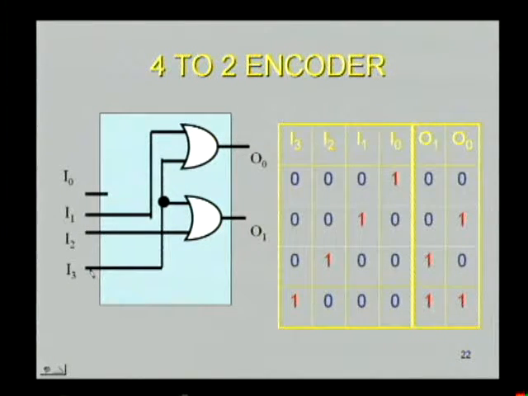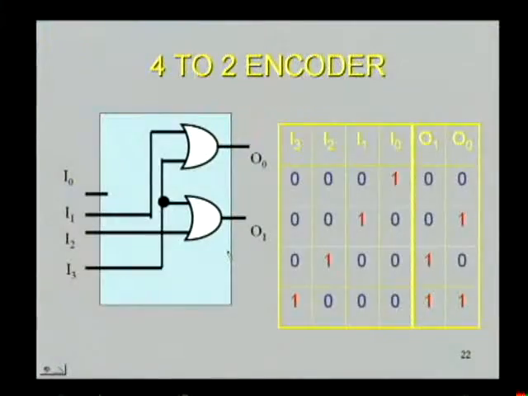And for the third input, if it goes high and all others are at 0, then since I3 is connected to both the OR gates and it is high now, both outputs will go high, hence generating 1 1. So this is how a 4 to 1 encoder works, but this simple circuit has a drawback: in the absence of inputs, it also generates some code, that is, in this case 0 0.